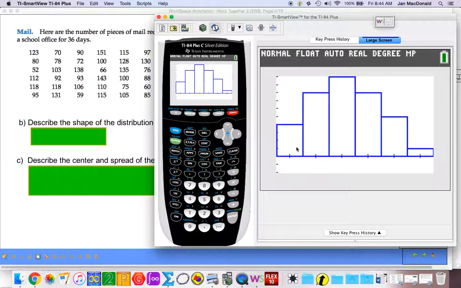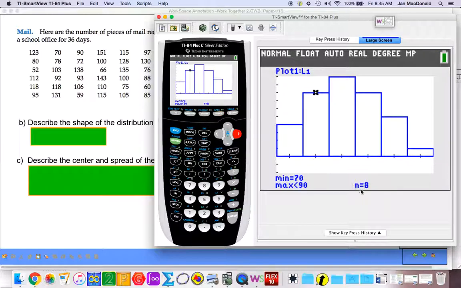Okay, so do I have 6 bars? 2, 4, 6. I do. I can see all the bars in my graph window. That makes me happy. If I hit trace, I see that there were 4 pieces of mail. There were 4 days where there were between 50 but less than 70 pieces of mail. So there were 4 days that there were between 50 and 69 pieces of mail, because you can't have 69.5 pieces of mail. That wouldn't make sense, right?